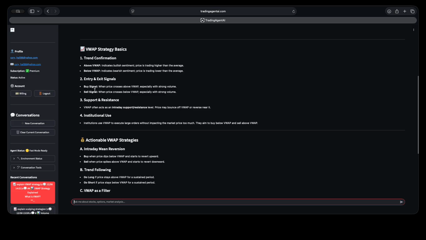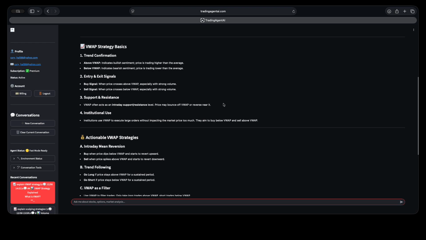Entry and exit signals. The buy signal is when the price crosses above VWAP, especially with strong volume. And the sell signal is when the price crosses below VWAP, especially with strong volume. And in the previous strategy, I showed you how to do the volume analysis. It's just a simple question to the agent.